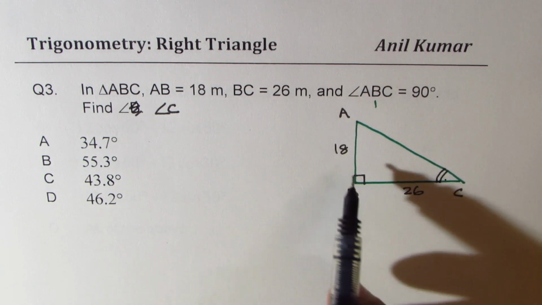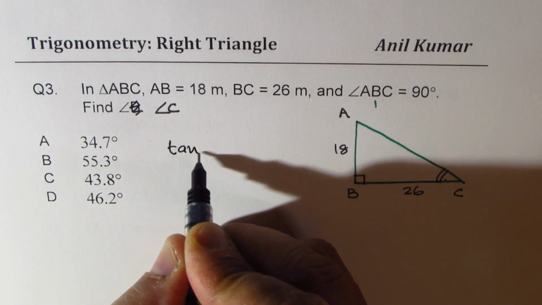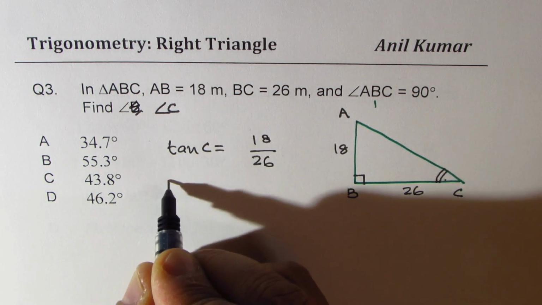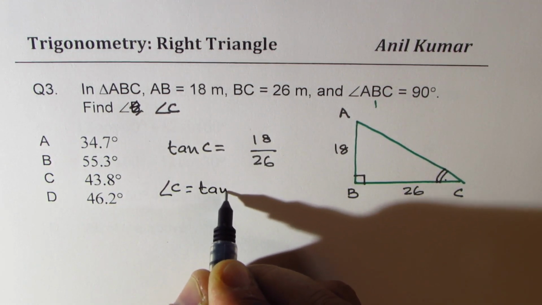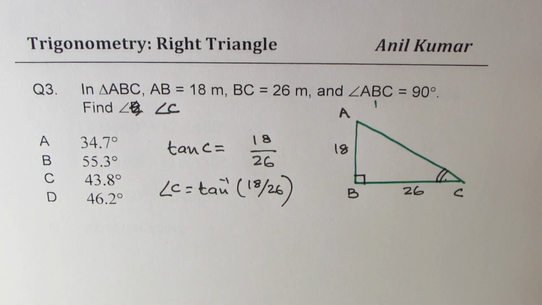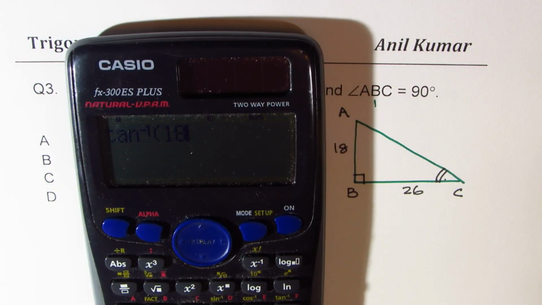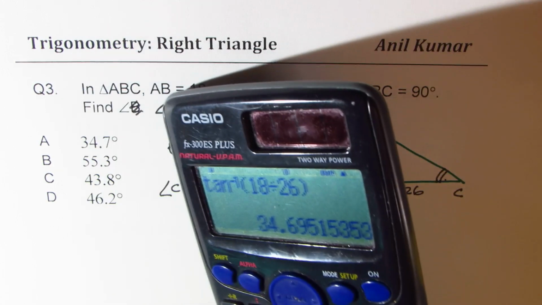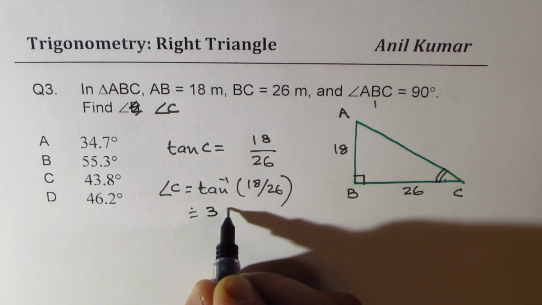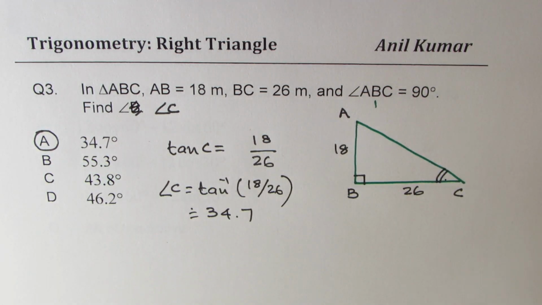Okay. Now since we are given the two side lengths, it is the tan ratio. So we can say tan of C is equal to 18 over 26. So angle C is equal to tan inverse of 18 over 26. So let's again use the calculator. Use shift, tan inverse 18 divided by 26 equals to what? We get 34.69. Okay, so that could be rounded to 34.7. So option A is the right answer this time also.